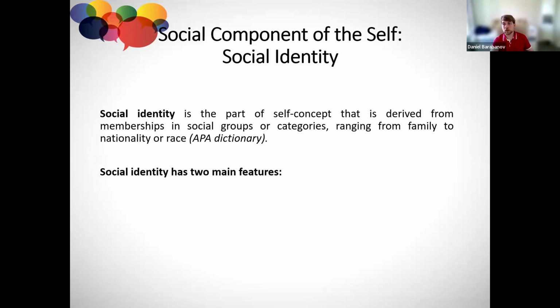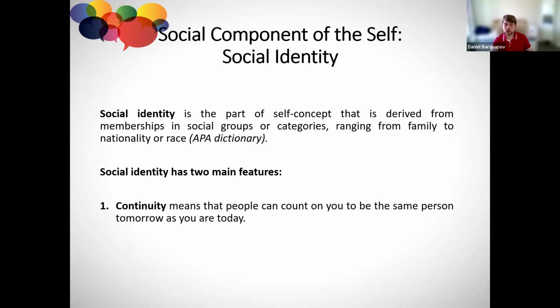Social identity has two main features. First, continuity. People can count on you to be the same person tomorrow as you are today. So basically, when you say, I am conservative, liberal, middle class, public transport user, black, white, Asian, and so on, people imply that you will be the same tomorrow, so they can rely on you as a member of their group, right? So people usually do not change their social identity overnight.